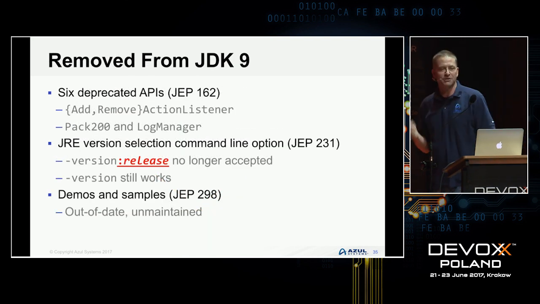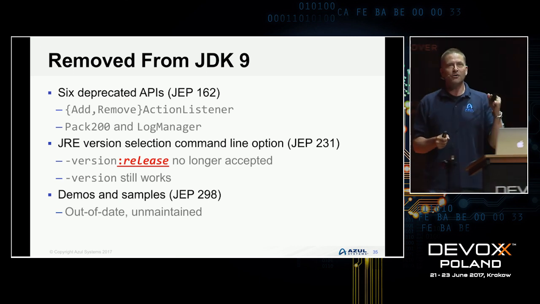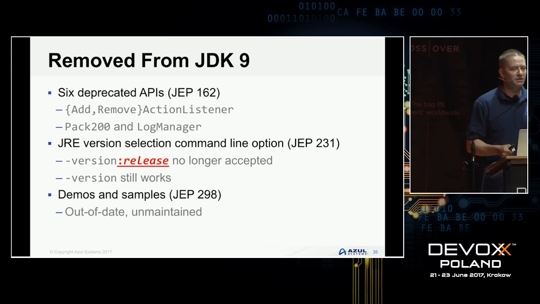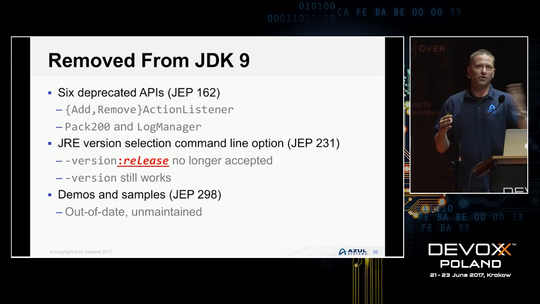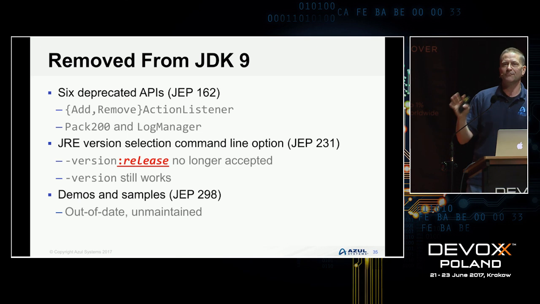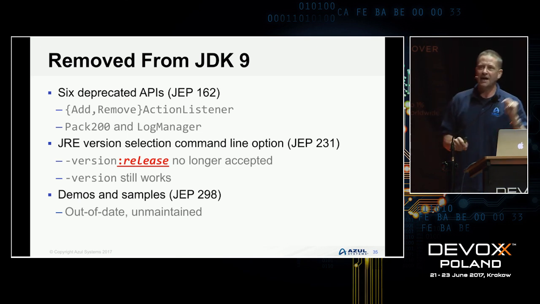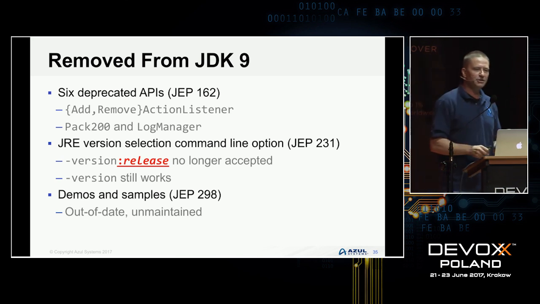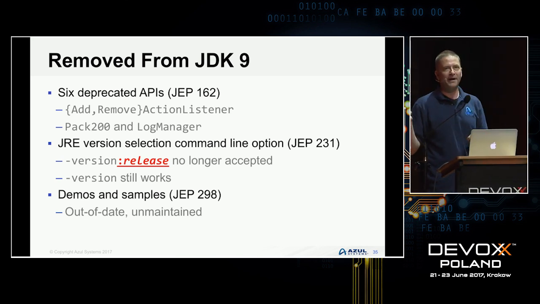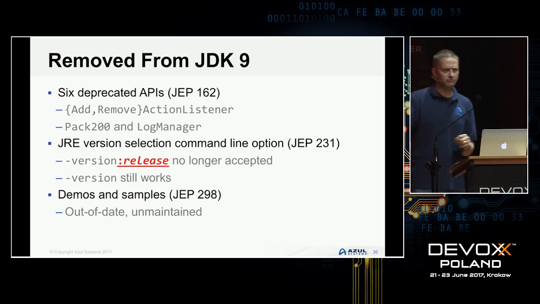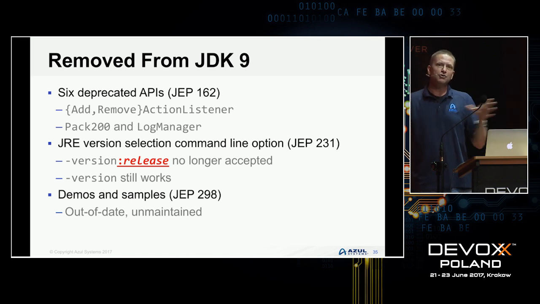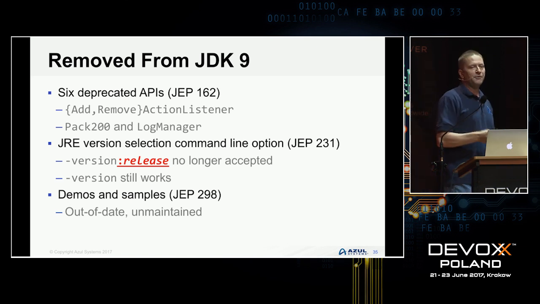So there were some things actually being removed. First is that there are 6 deprecated APIs being removed from the class libraries. That means that prior to this, not a single API has ever been removed. 6 of them have been deemed so bad that they get to be removed. So it's add and remove action listener in the Pack200 and LogManager classes. And yeah, there's kind of 2 related to that. So you think, why were they so bad that they had to be removed? And it's all to do with modularity and how you can actually split things up.